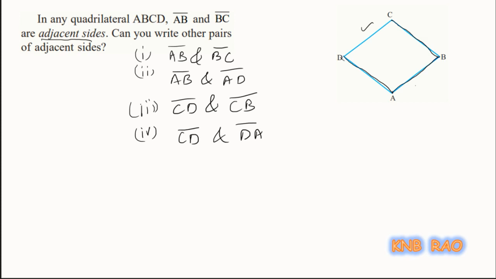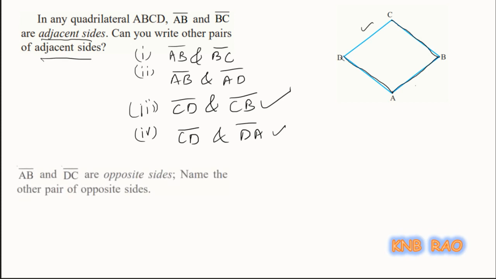Do we have more than this? Any other? Can you name it? Suppose I say BC and CD, BC and CD has already come. Suppose you want to say AD and DC, AD and DC has already come. So there are only 4 pairs of adjacent sides in a quadrilateral.